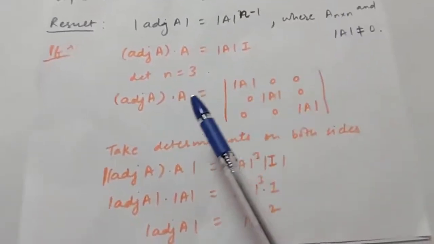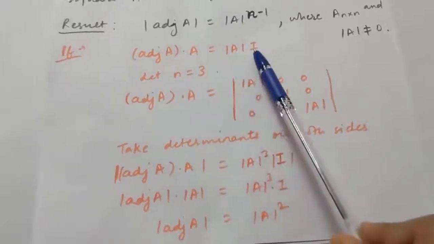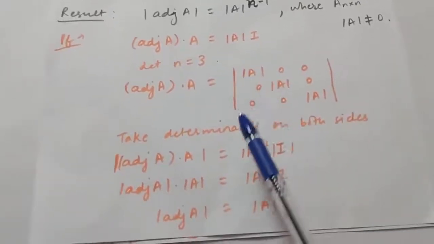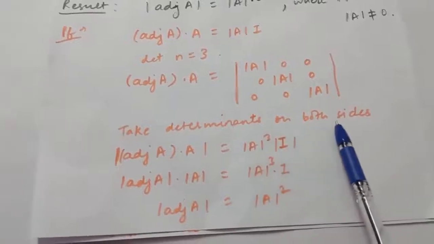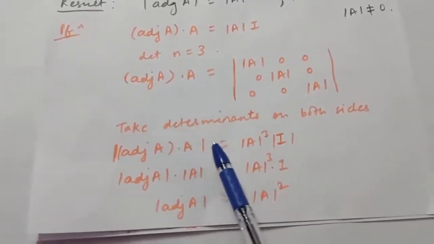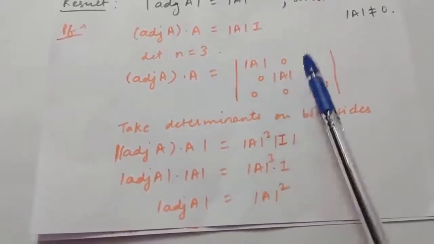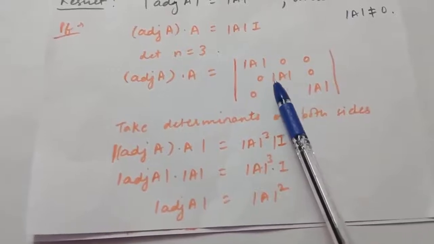Now adjoint A into A is equal to determinant of A into I, which is this. Now taking determinants on both the sides. So determinant of this matrix equal to, this is already a determinant. Determinant of a determinant is the same, right?